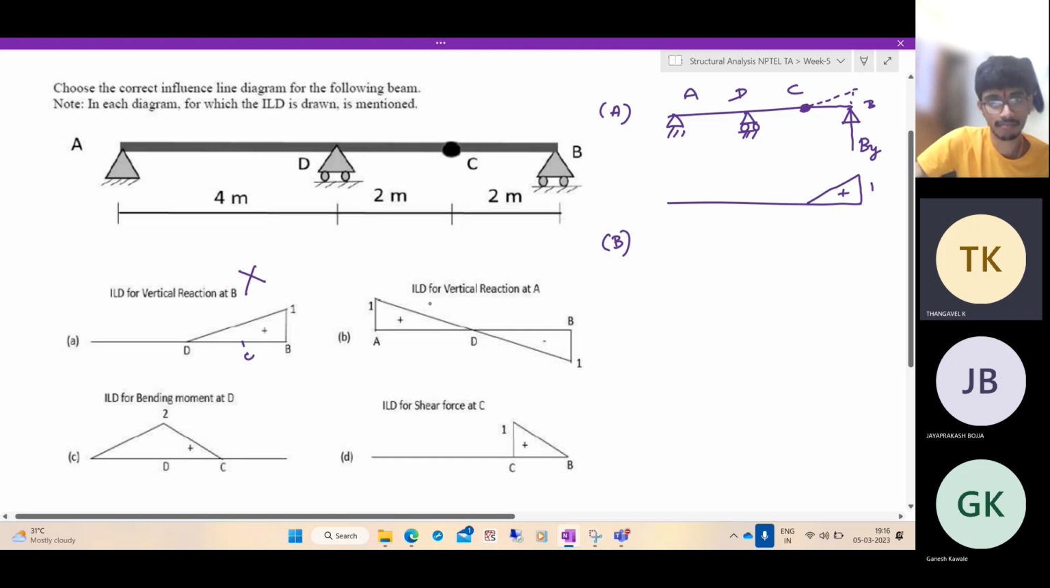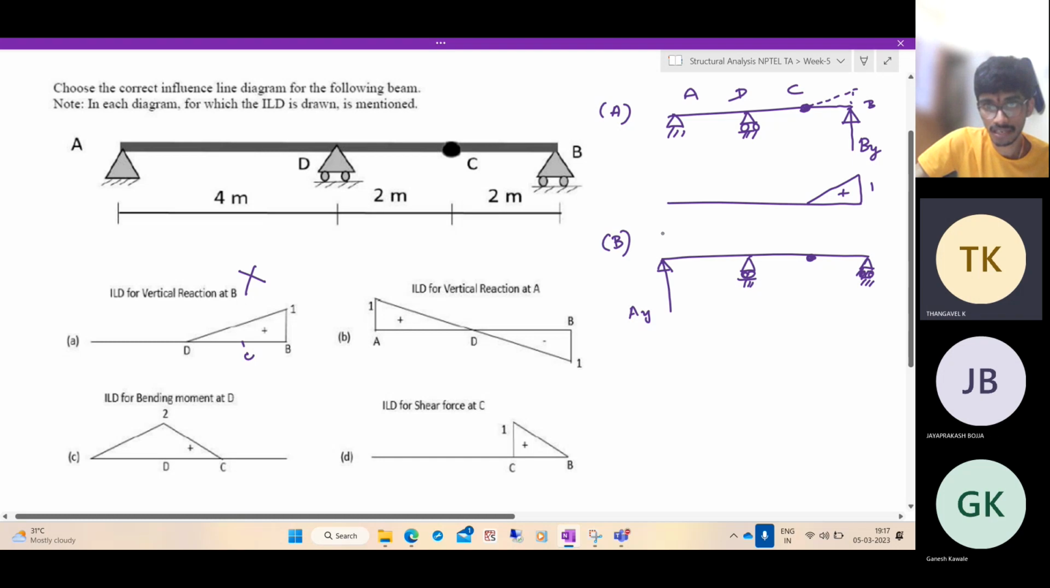Let us look at option B. They are saying this is the influence line diagram for the vertical reaction at A. Now at A, we have to release the vertical support and apply the vertical reaction of Ay. And the rest, let us just redraw. Something like this. Now, if you apply a vertical reaction here, it is like a seesaw. So this is like a fulcrum point. This is moving up, and there's an internal hinge here.